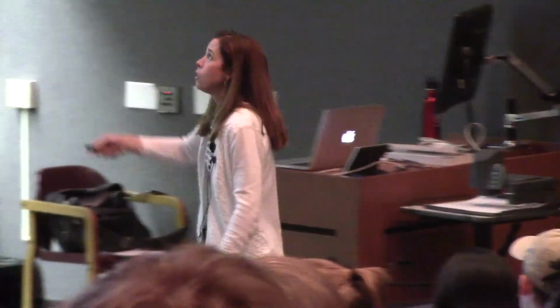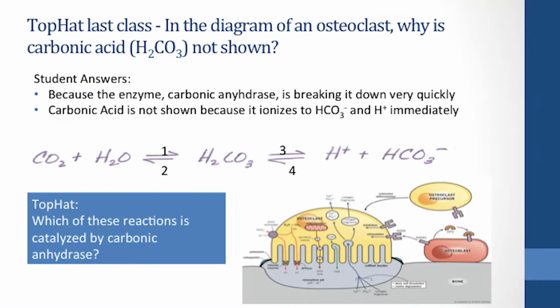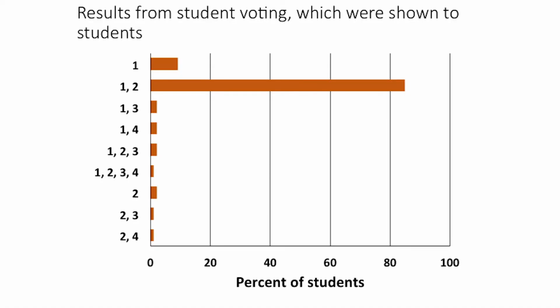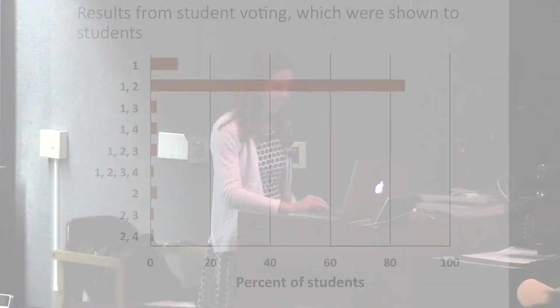Okay, all right. So what Aparna has said is this is ionizing in water. Carbonic anhydrase is working on number 1 and 2 on these steps, and it doesn't play a role in 3 and 4. Let's see if you all agree. Good. All right, now I want to point out something. So most of you said 1 and 2.